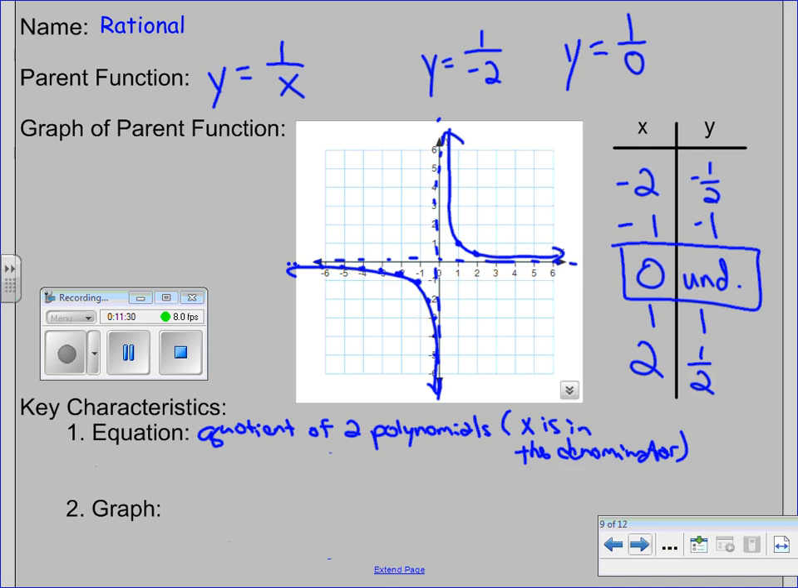For the graph, you're going to typically have asymptotes. So those lines, sorry, I want to spell asymptotes correctly. A-S-Y-M-P-T-O-T-E-S. And you're going to have multiple curves. It's kind of our weirdest looking function if you think about it that way.